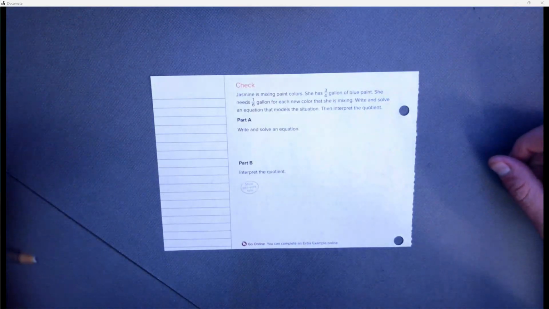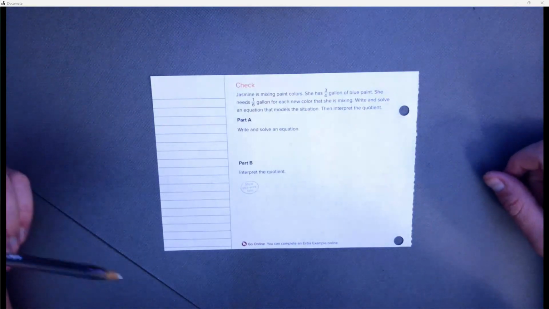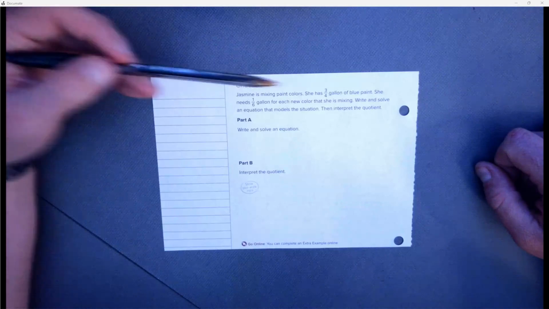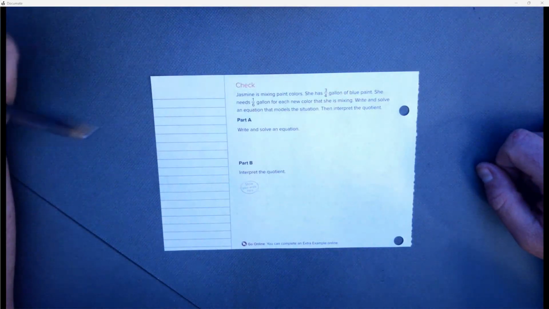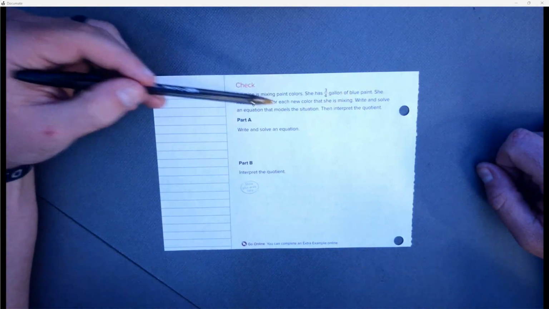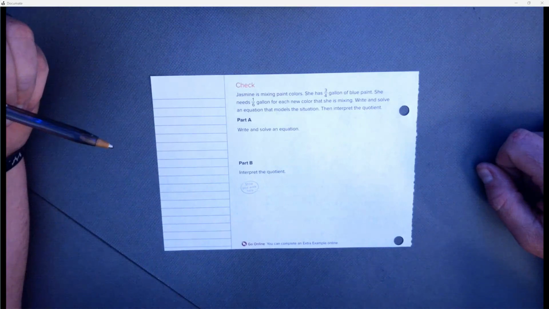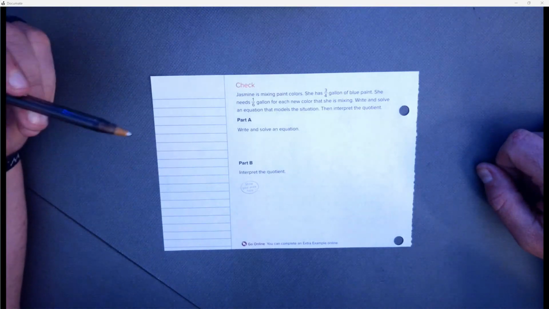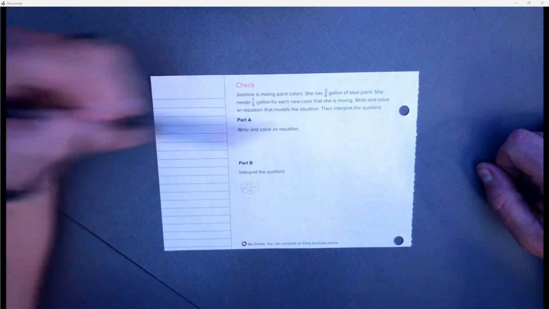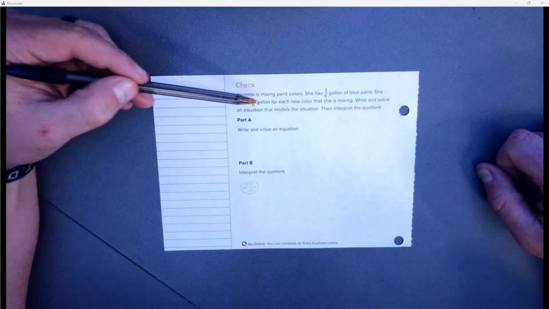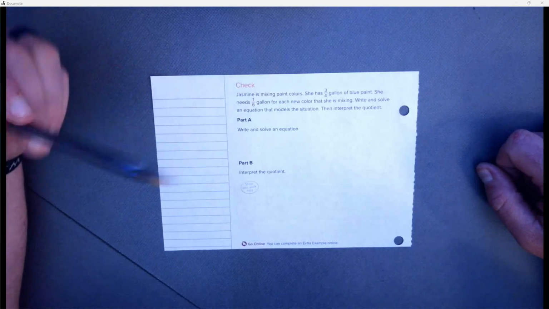Now let's use this same concept to solve our check problem on page 178. It says Jasmine is mixing paint colors. She has 3/4 gallon of blue paint. She needs 1/6 gallon for each new color she is mixing. Write and solve an equation that models the situation, then interpret the quotient. So we know that she has 3/4 gallon of blue paint, and she's going to divide it into 1/6 of a gallon for every new color that she makes.